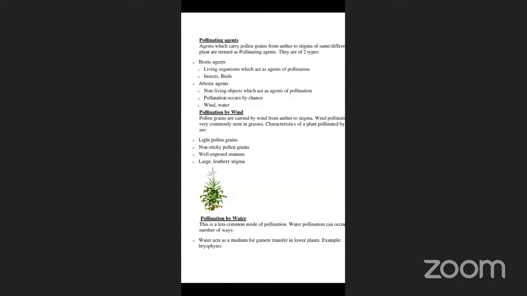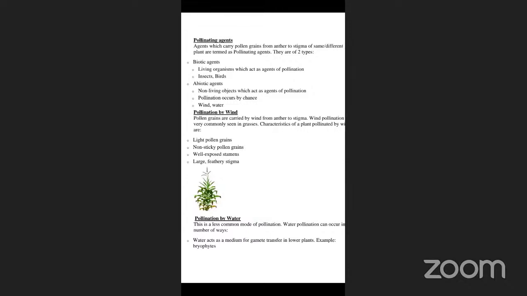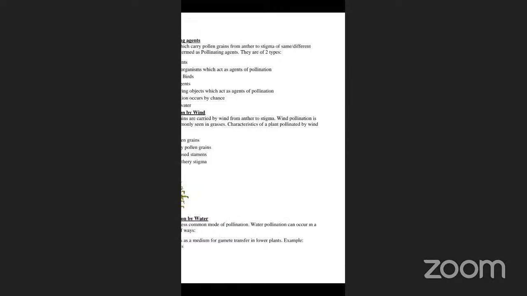Wind and water also participate in the transfer of pollen grains. Next, pollination by wind. Pollen grains are carried by wind from anther to stigma. Wind pollination is very common, seen in grasses, monocot grasses. Very lightweight pollen grains are moving on the wind.